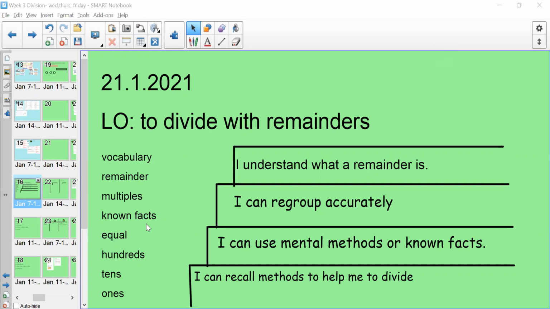So our vocabulary will be remainder, multiples, known facts, equal, hundreds, tens, and ones. And then our steps to success are: I can recall methods to help me to divide. I can use mental methods or known facts. I can regroup accurately, and I understand what a remainder is.